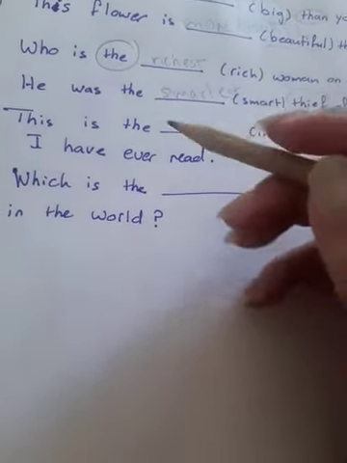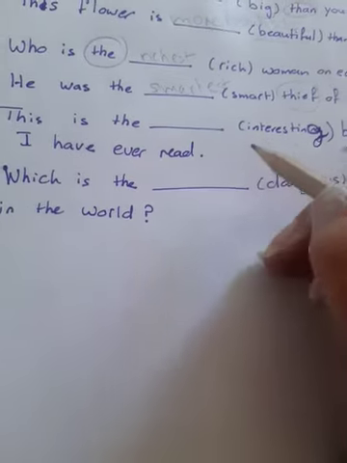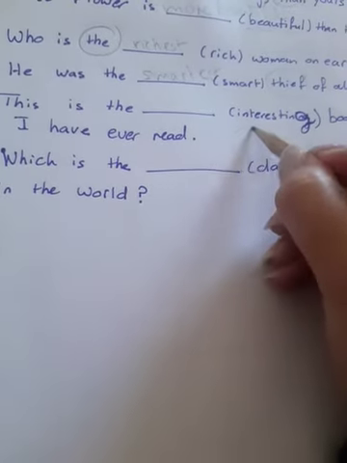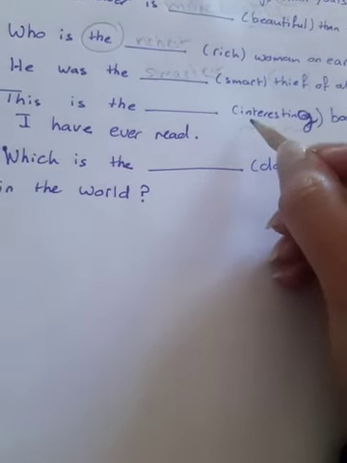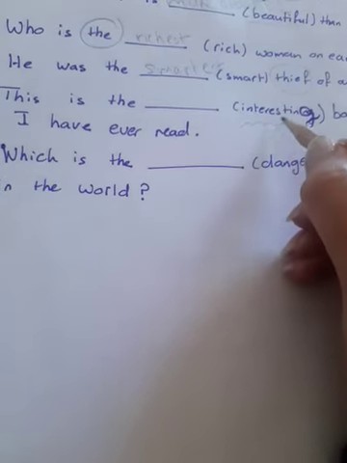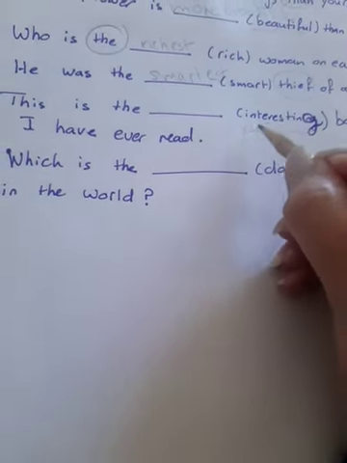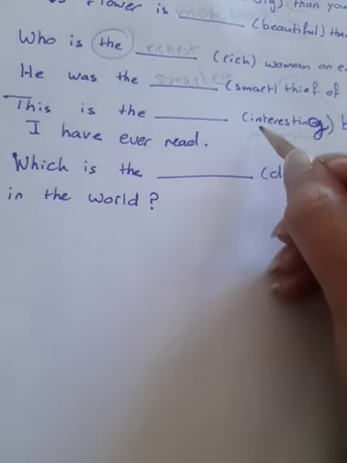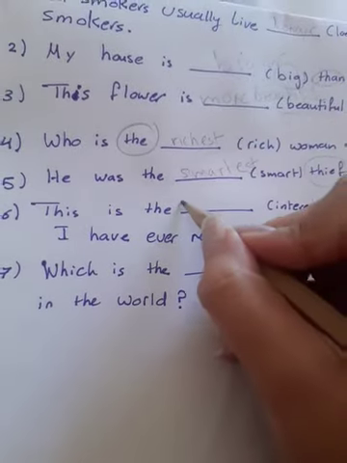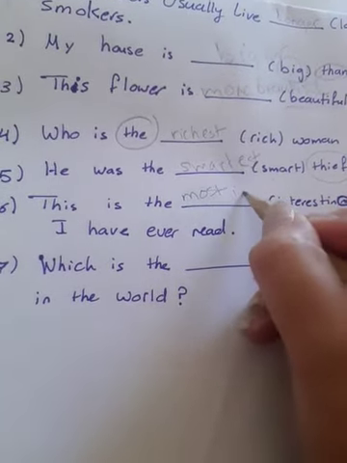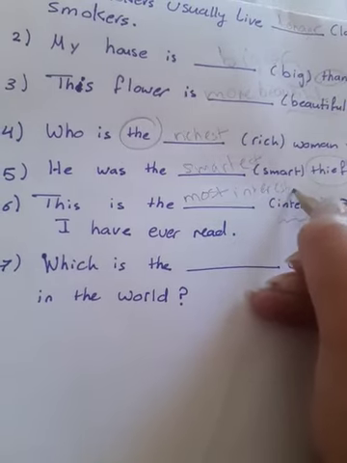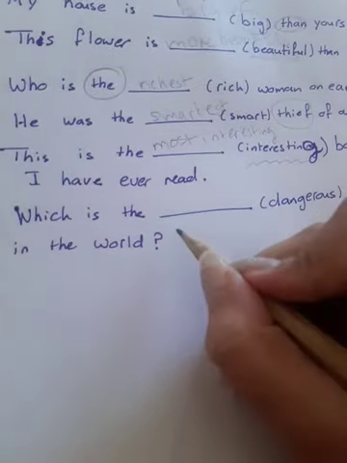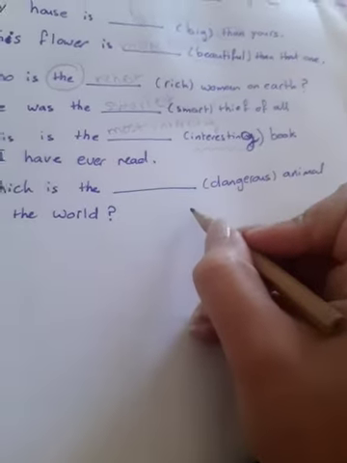Okay, now look, this is the interesting book I have ever read. As you see, this adjective interesting contains three syllables. Interesting. Three syllables. So in this case, you have to add most. Most interesting. Okay.